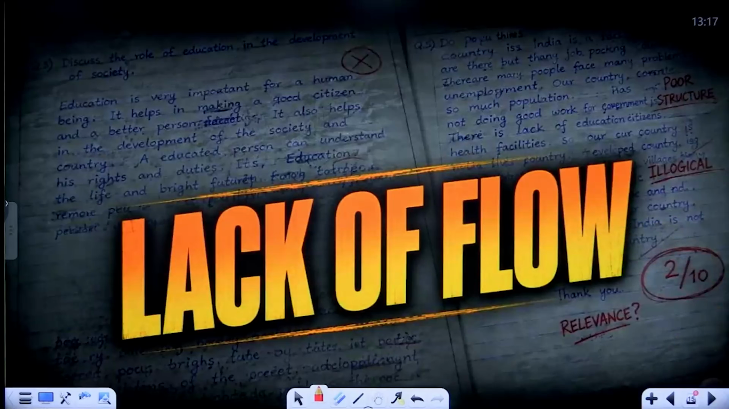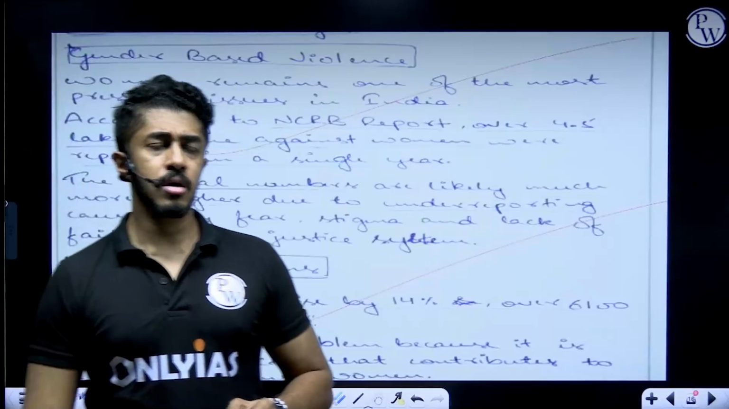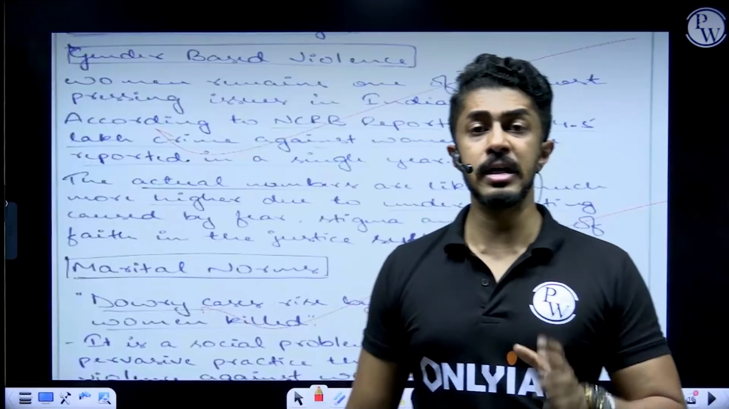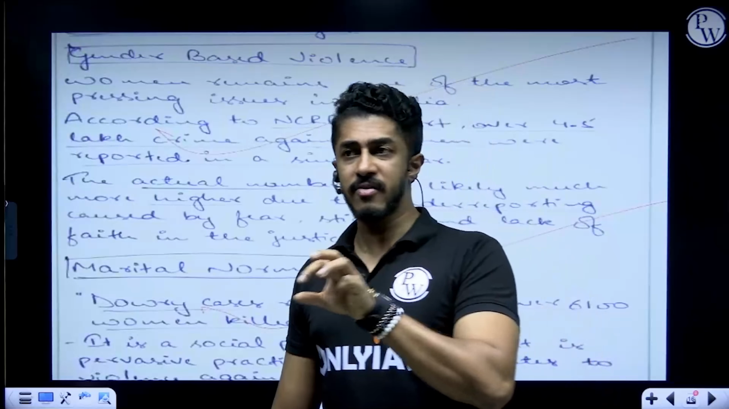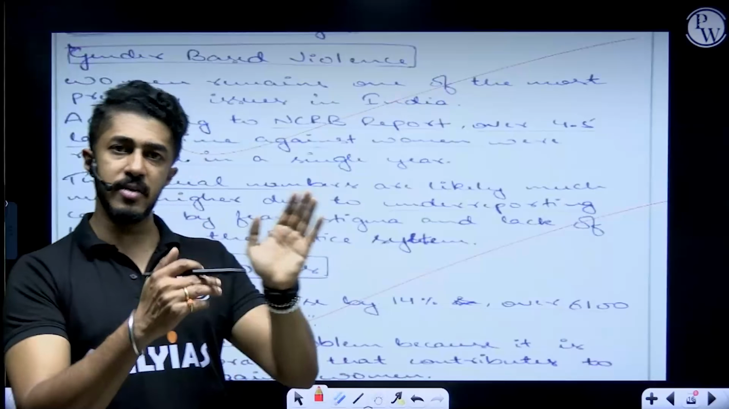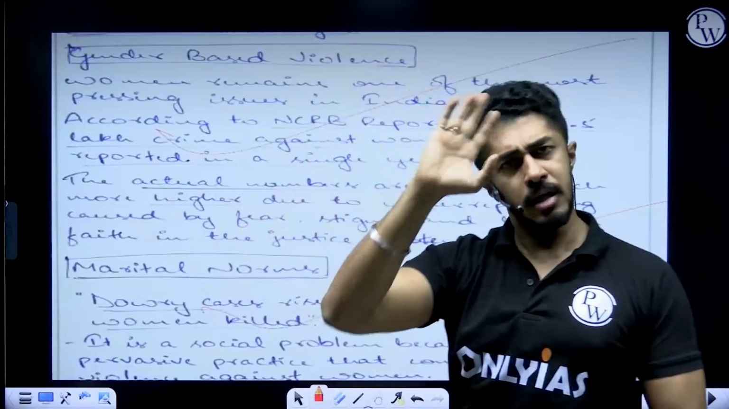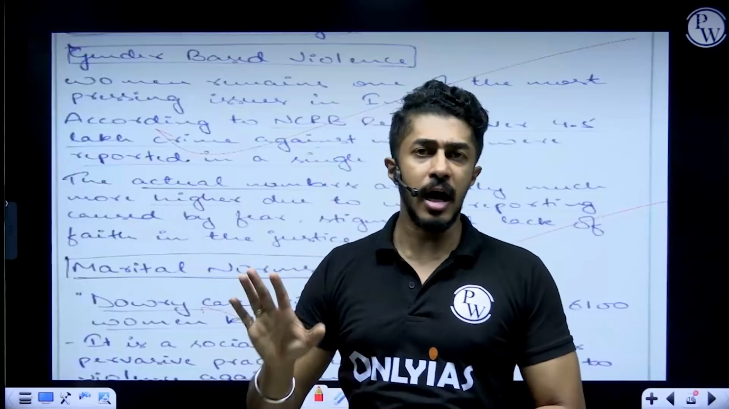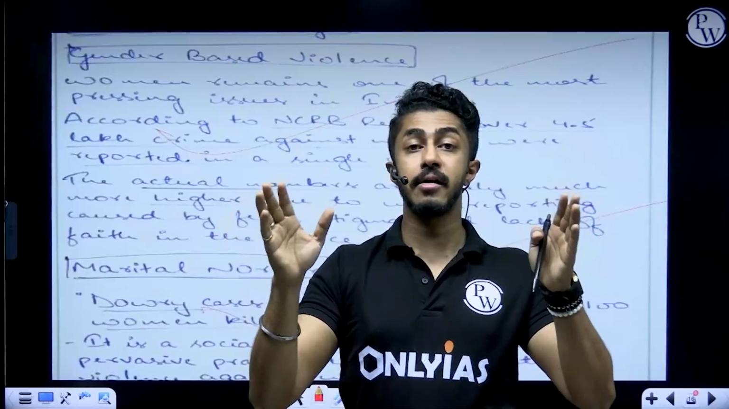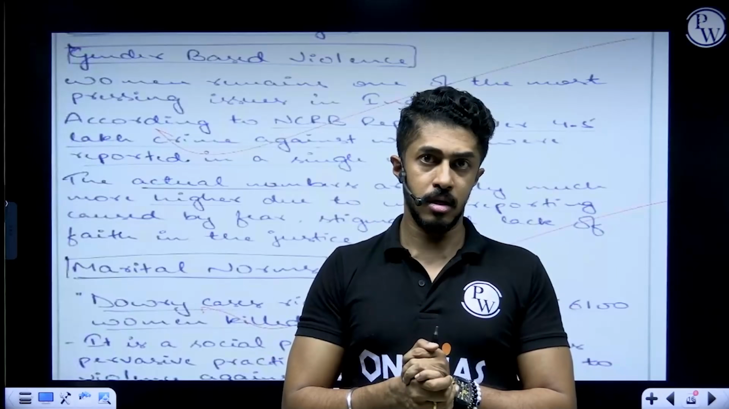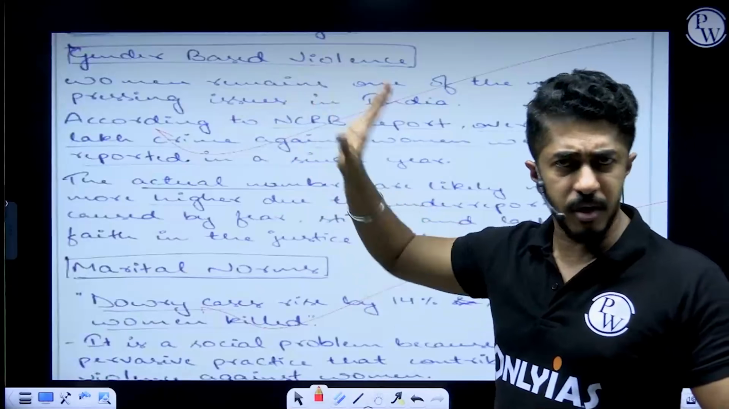Lack of flow. This is a major issue which I have generally seen in essays. I have not seen it in answers, because with 10 markers and 15 markers, everybody maintains a flow. Everybody knows intro, body, conclusion. That much clarity 99% of aspirants will have. But it becomes tricky when they have to write a 125 mark essay. This one is again something to do with gender, violence, etc. That was the topic of the essay.